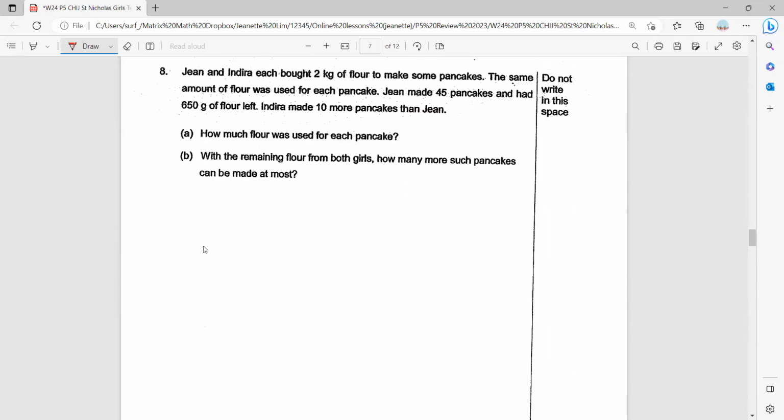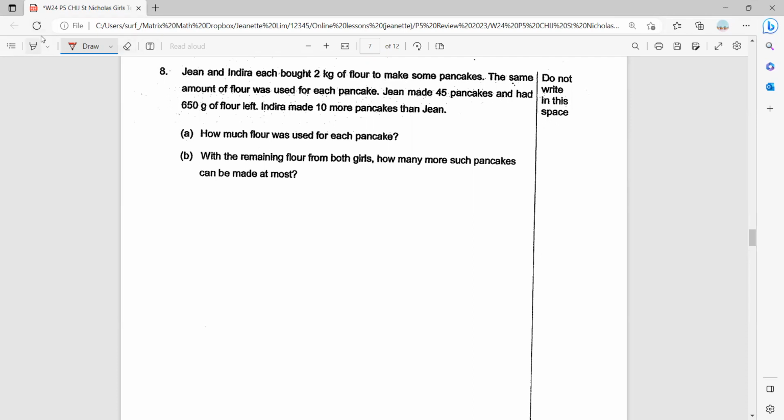Question 8. Jean and Indira each bought 2 kg of flour to make some pancakes. The same amount of flour was used for each pancake. Jean made 45 pancakes and had 650 grams left. Indira made 10 more pancakes than Jean. How much flour was used for each pancake?